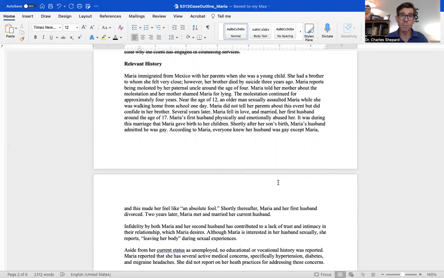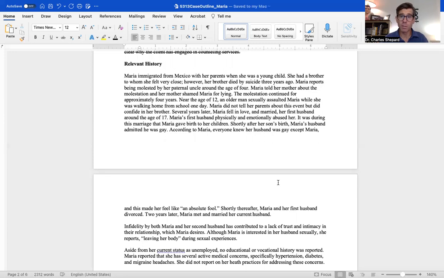Maria reports being molested by her paternal uncle around the age of 4. Maria told her mother about the molestation, and her mother shamed Maria for lying. The molestation continued for approximately 4 years. Near the age of 12, an older man sexually assaulted Maria while she was walking home from school one day. Maria did not tell her parents about this event, but did confide in her brother.